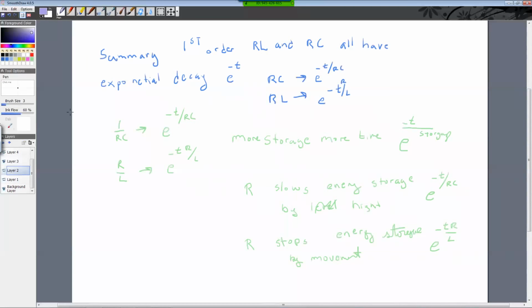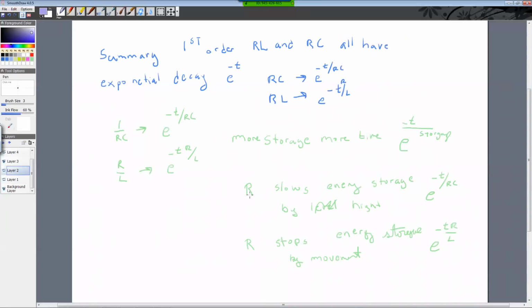I was trying to come up with mnemonics or a poem or even a song for this, I just haven't gotten to it yet. But anyway, everything has exponential decay, but how is it scaled? For RC it is e to the minus t divided by RC, and then for RL, it's e to the minus t times R divided by L, right? And so 1 over RC corresponds to this, R over L, right? Now, the thing is storage is always in the denominator. More storage means more time to do anything, right?